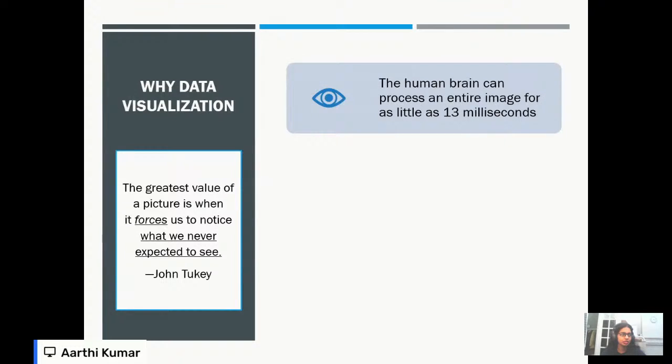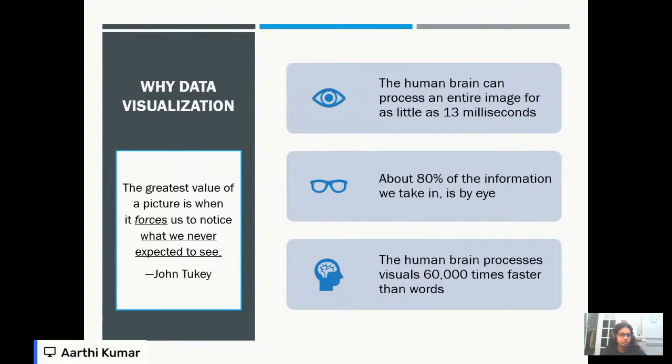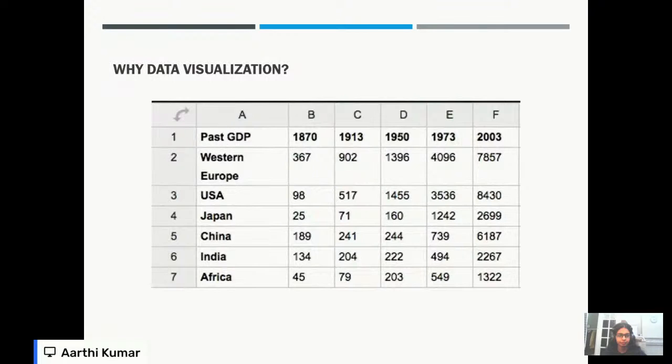Why data visualization? The human brain can process an entire image in as little as 13 milliseconds. About 80% of the information we take in is by the eye. The human brain processes visuals 60,000 times faster than words. According to Forrester research, when we hear a piece of information, we remember 10% of it after 3 days, whereas if you add a picture to it, you can remember almost 65%. So data visualization is not only the fastest way to show data, it's also a key factor in the impact and recollection factor.